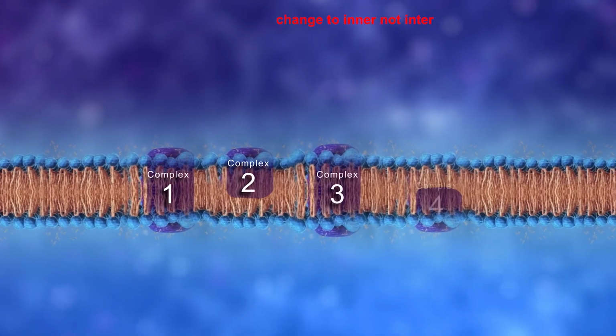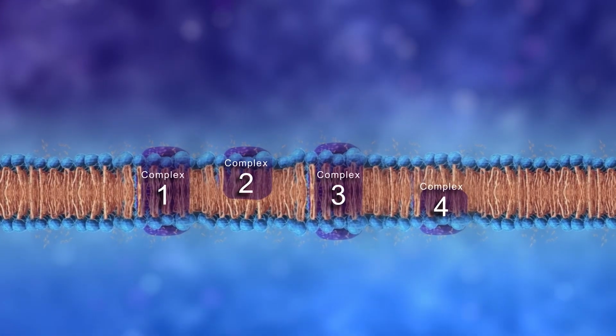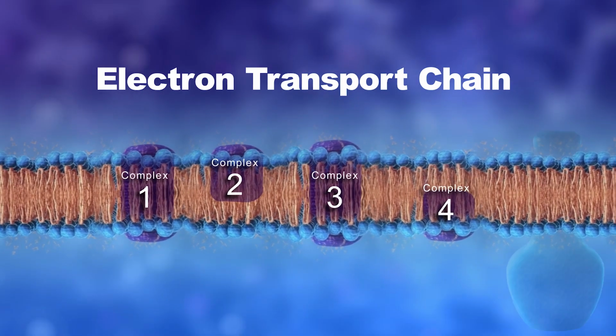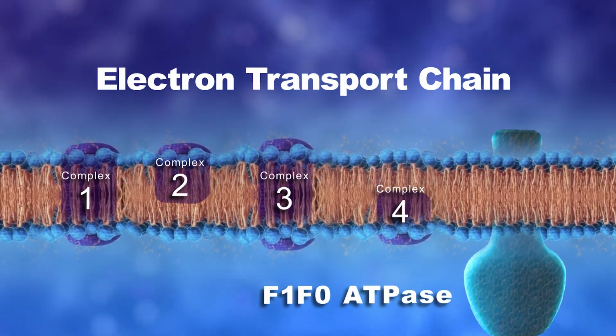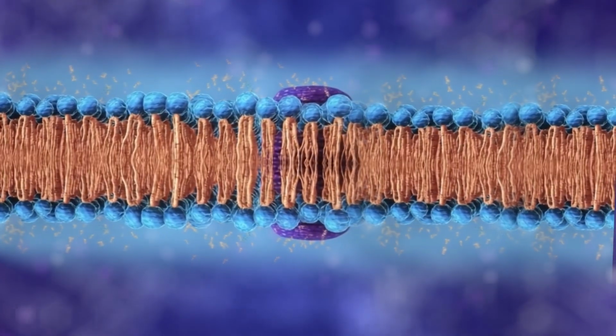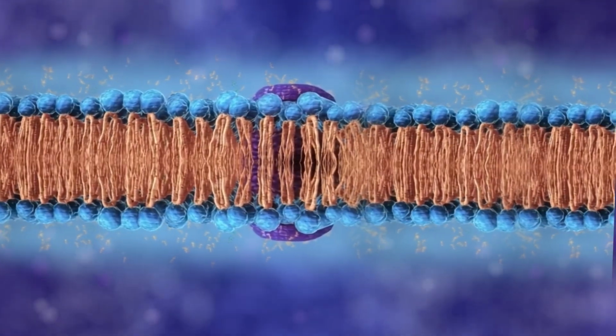Embedded within the inner mitochondrial membrane is a group of proteins known as the electron transport chain, ETC, and another one called the F1F0 ATPase. There are so many of both types of these membrane proteins that the inner mitochondrial membrane looks like grass-covered ground.